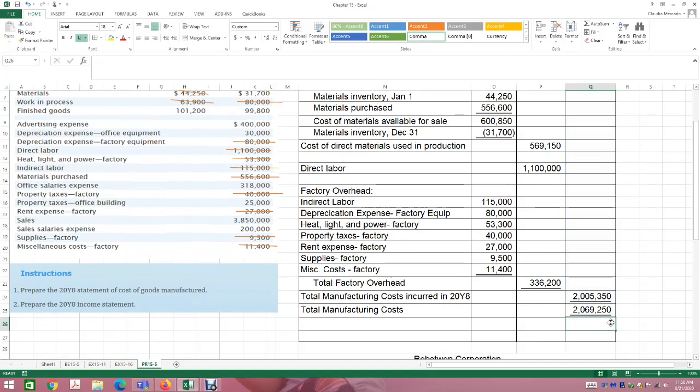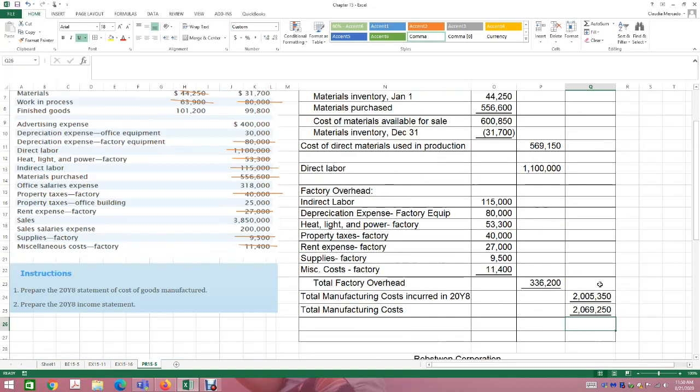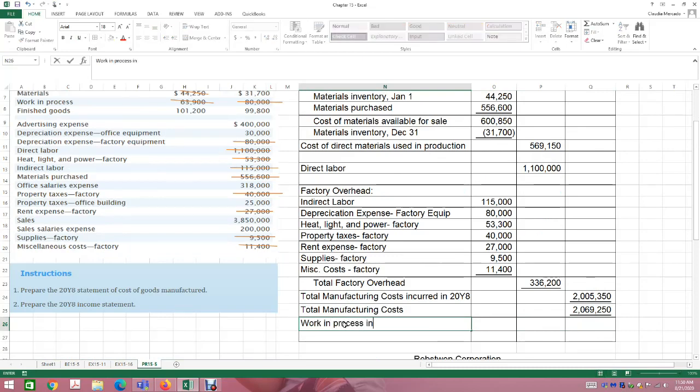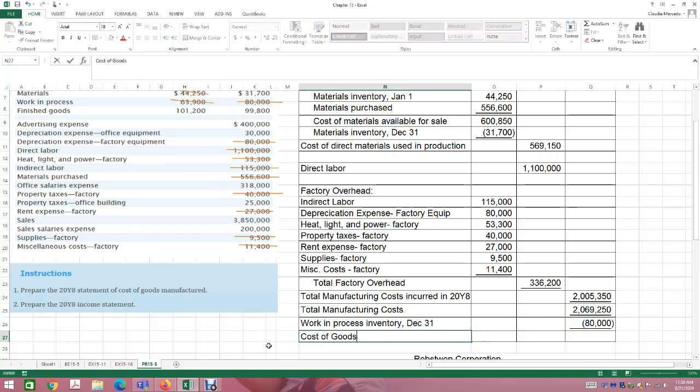Okay, remember to always add your beginning work in process, if you have any, plus your total manufacturing cost for the period. That gives you your total manufacturing cost. Now, once you have that, you can deduct your work in process inventory as of the end of the year. As of the end of the year, we had work in process of $80,000. So I'm going to subtract the 80,000. Now I can figure out my cost of goods manufactured.